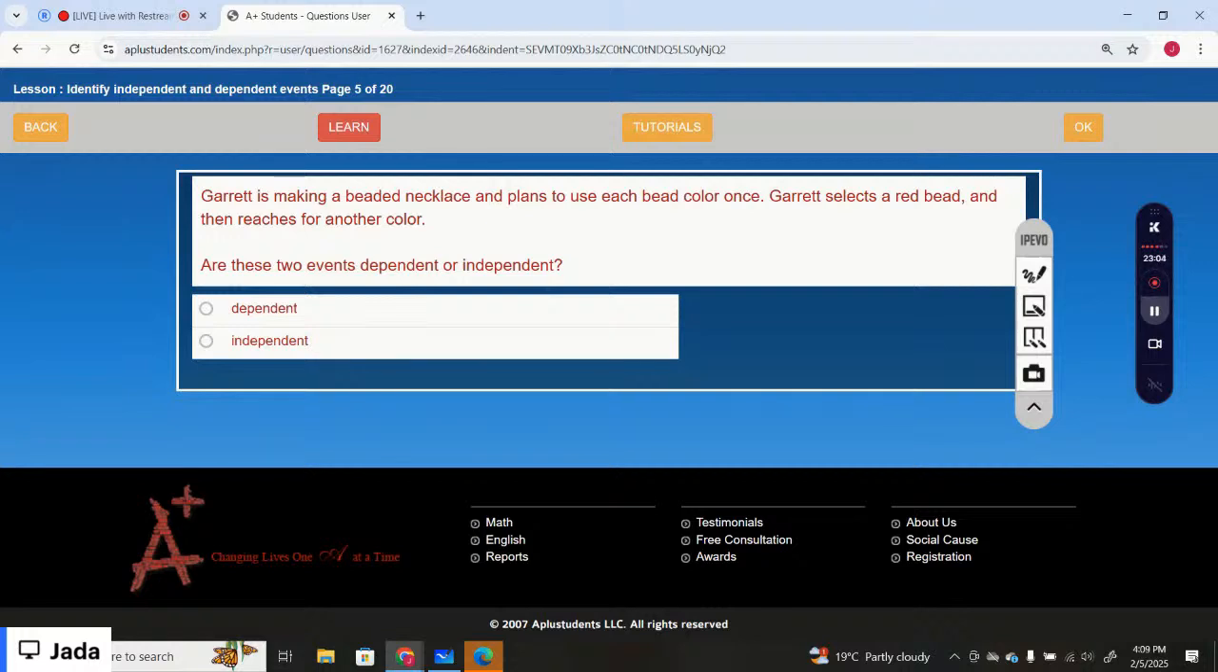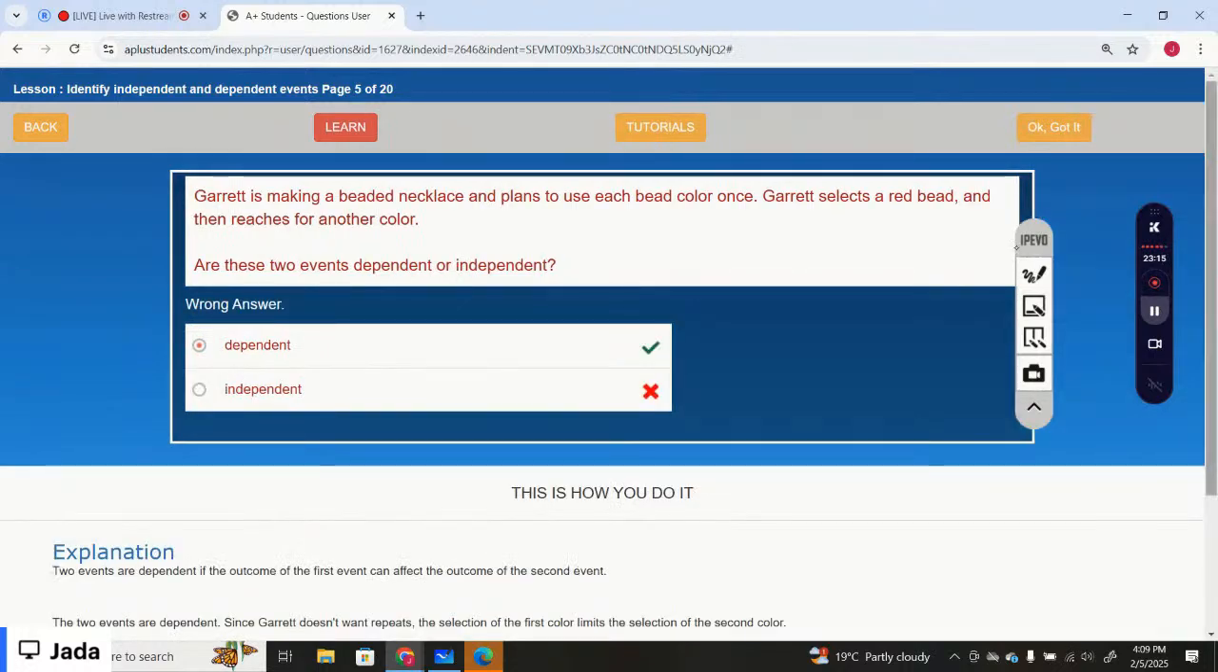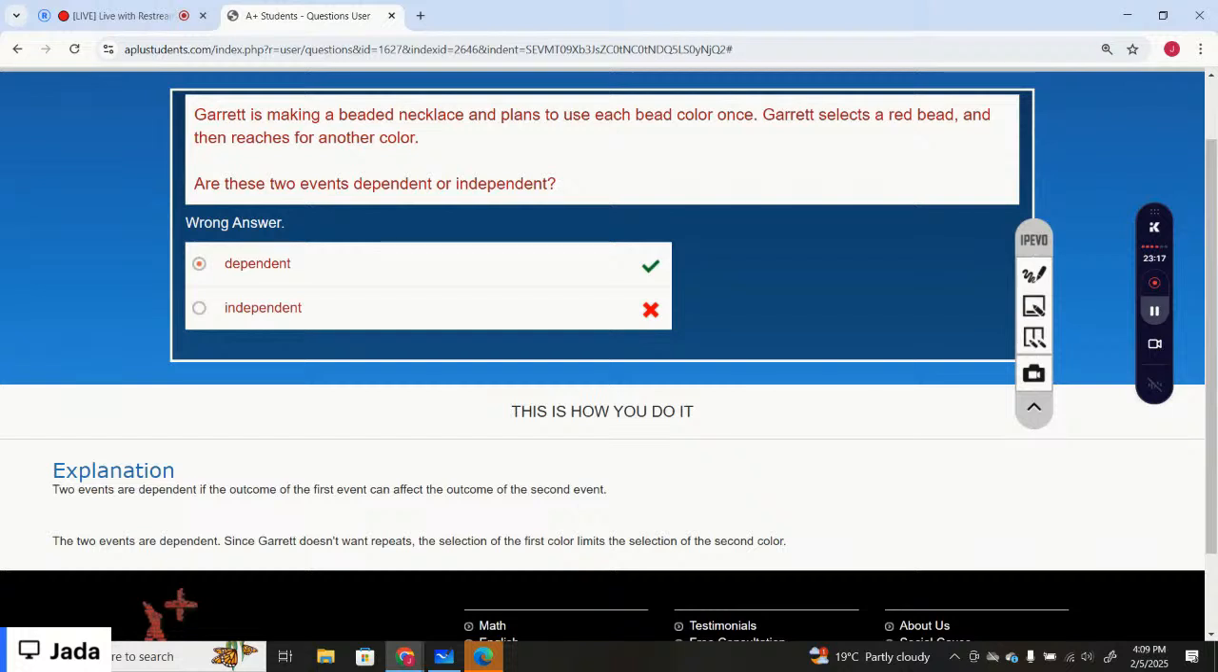So plan to use each bead color once. Independent events, I think, because... dependent. Why? The two events are dependent since Garrett doesn't want repeats. The selection of the first, yes, that is dependent because if she picks the red color the first time, she cannot use this red color again. So she now has limited colors. So they are dependent events.